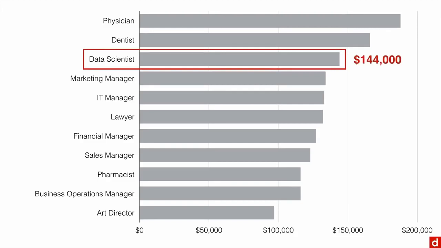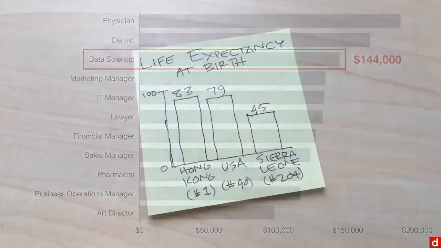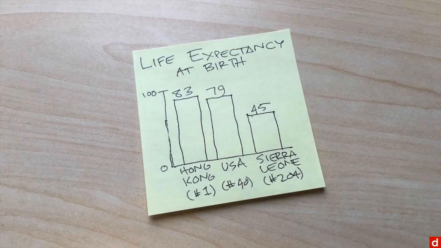But you don't even have to get fancy. You know, I just got out a pen and a Post-it note and I drew a bar chart of some real data about life expectancy. This tells the story as well that there is something terribly amiss in Sierra Leone.